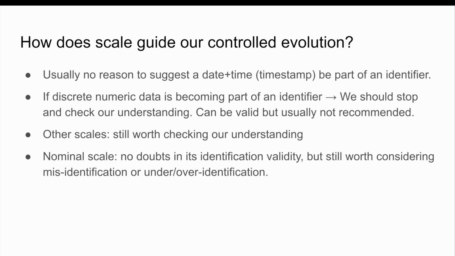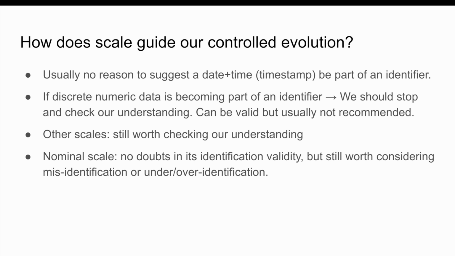So how does scale guide our controlled evolution? Usually, for example, there's no reason to suggest that a date timestamp be part of an identifier because it's such a precise number. If we see discrete numeric data becoming part of an identifier in our conversation, it's a good time to stop and check our understanding. It can be valid to use a number in an identifier, but it's usually not recommended. For other scales, it's still worth checking our understanding. That's always a universal concept.